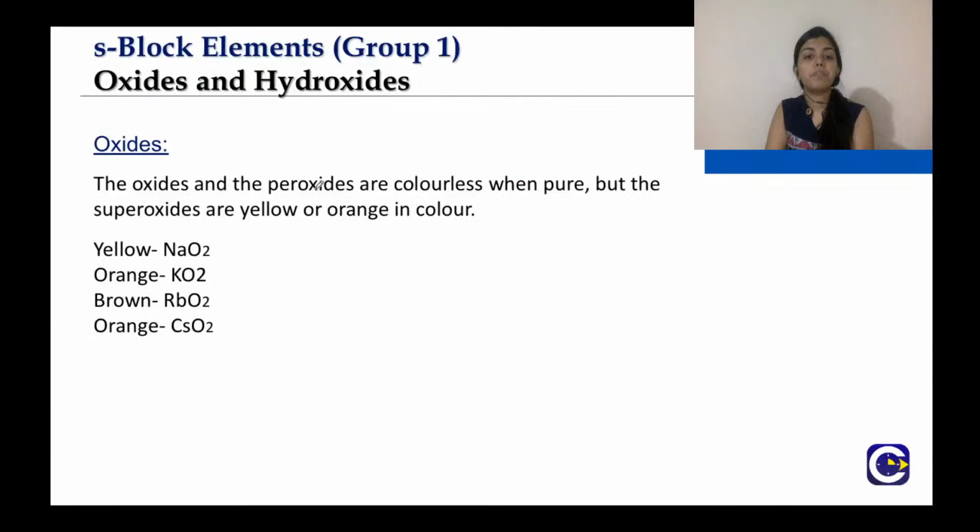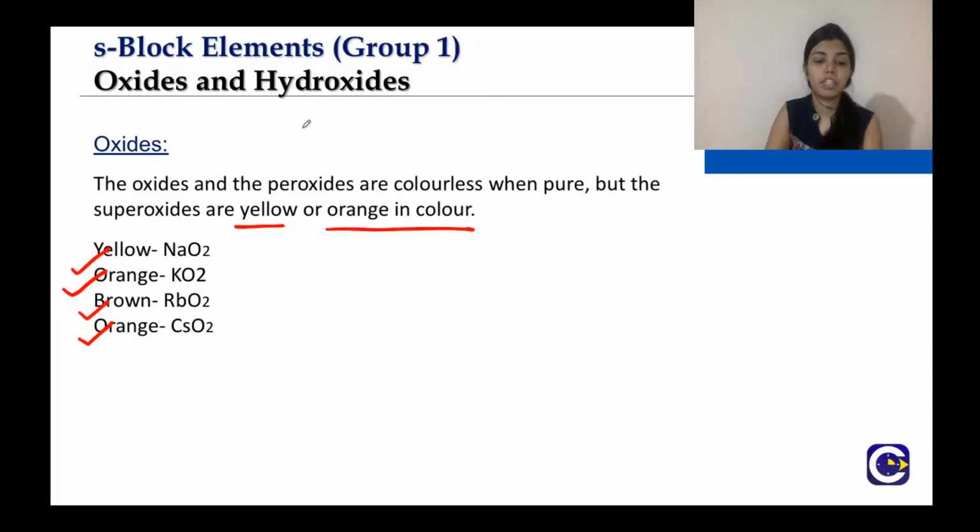Now, oxides and peroxides are colorless when they are pure, but superoxides are yellow or orange in color. So here, NaO2 is yellow in color, KO2 is orange in color, RbO2 is brown in color, and CsO2 is orange in color. So these colors you don't have to remember, but the flame test that we did, which colors correspond to different metals when they are heated in a flame, that is very important from the examination point of view.